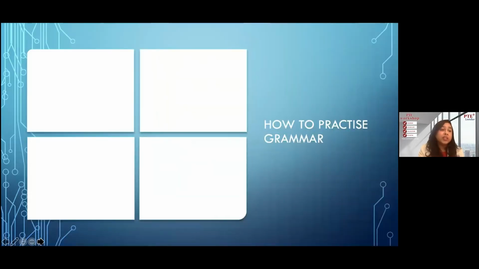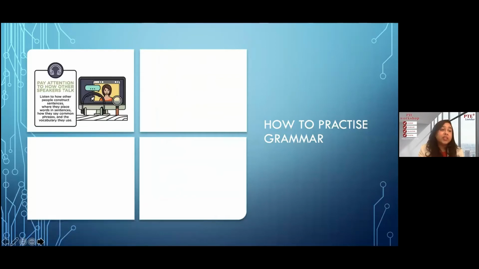How to practice grammar? Pay attention to how other speakers talk. Now, this is important, like improve your active listening. When you're talking to other people, or when you're listening to something like watching a movie or listening to news, especially native people, just focus on how they're constructing their sentences, where they are placing words, how they're using words, how they're using phrases, or how they're using collocations, how they're using prepositions. So when you pay more attention to how native speakers speak, you are going to learn a lot more grammar from those experiences.